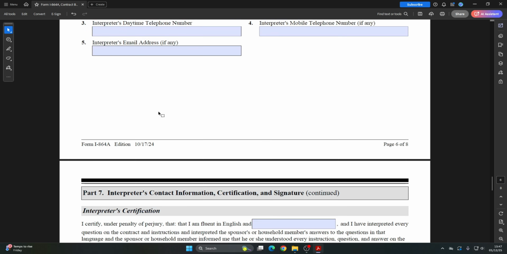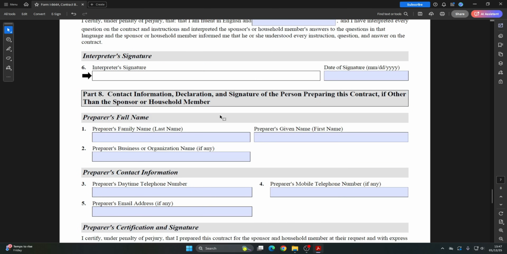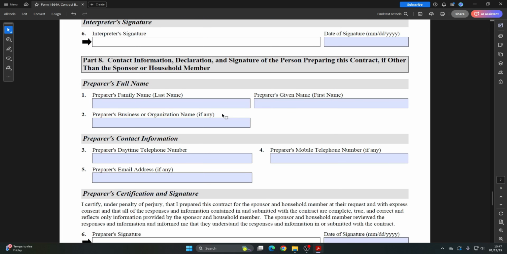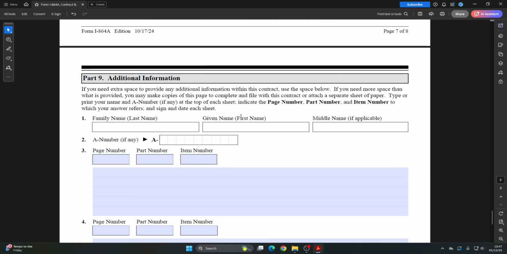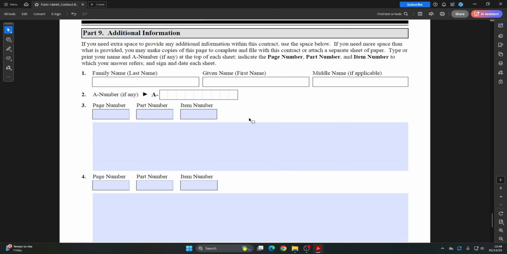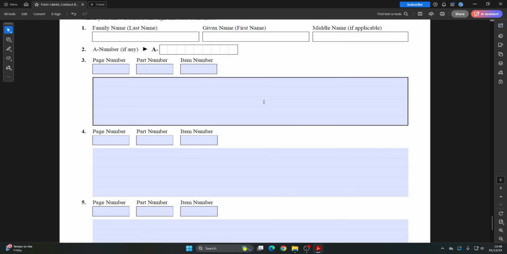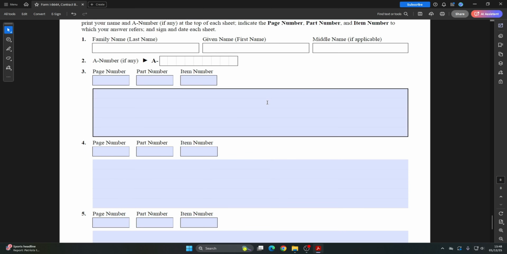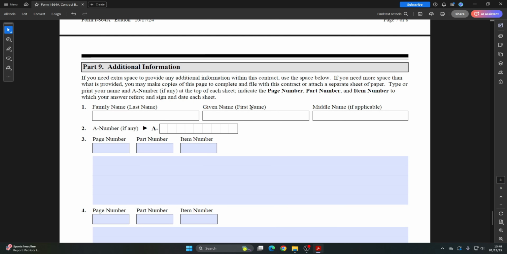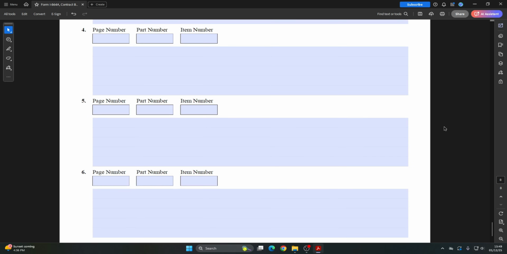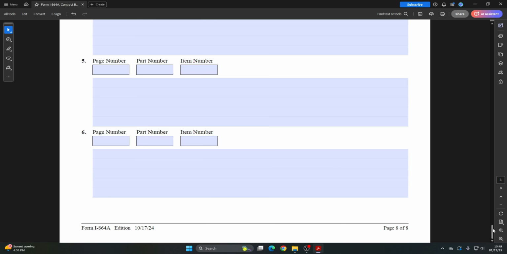Next, parts 7 and 8 are the interpreter/preparer information. If you did not use an interpreter or a preparer, you're welcome to just leave it blank. And finally, we are on the additional information page. You can use this page to clarify any information that you wish in your form. But ideally, you don't want to leave at least this top part blank. Write your name here as the household member after printing. And that's pretty much the entire form I-864A.